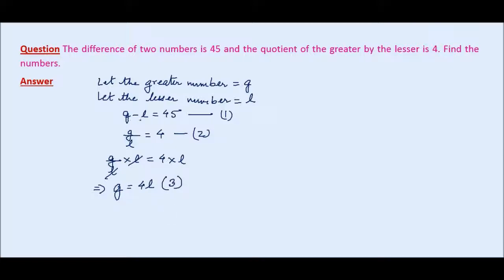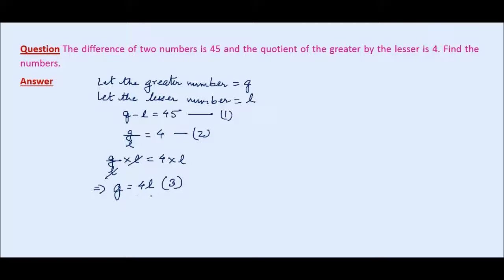The first equation is G minus L is equal to 45 and the third equation is, I'm not talking about the second equation because we have derived the third equation from the second equation. So I am taking this third equation. Third equation is G is equal to 4L.